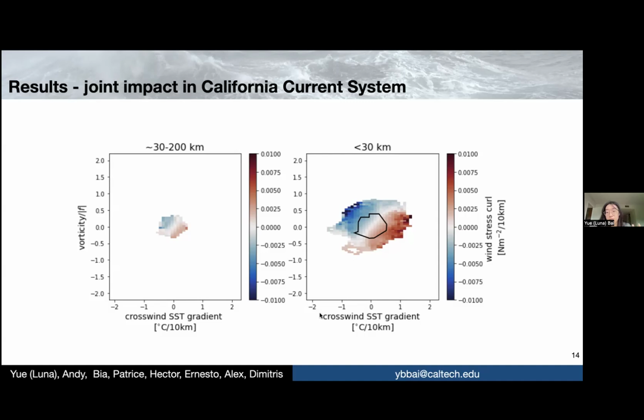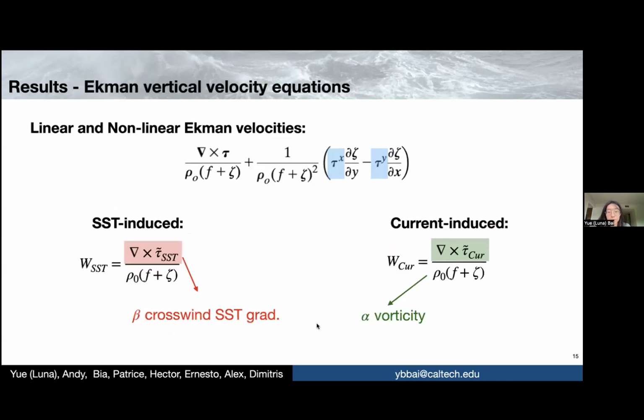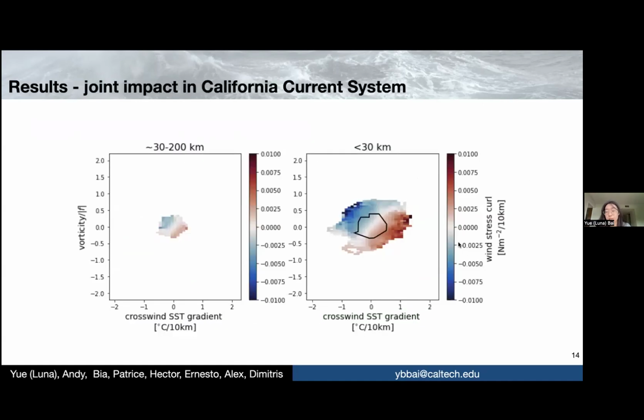But large anomalous values of the wind stress curl are only present at sub-mesoscale. This is not quite surprising because at sub-mesoscale resolution, we are expecting to see stronger crosswind SST gradient and stronger velocity gradient. So that's why we're seeing these really large and anomalous values of the wind stress curl. And so that was very reassuring. We recovered this 2D feedback in a much less energetic eastern boundary current region.